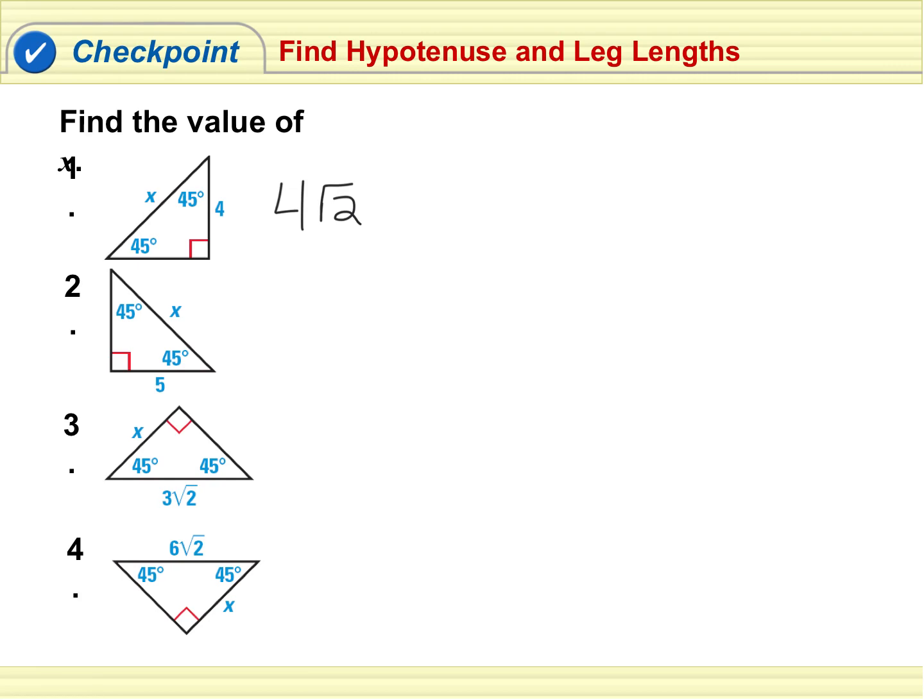Square root of 2. Multiply by what? Square root of 2. Can I do anything with that? Nope.